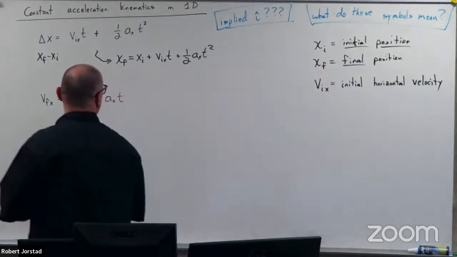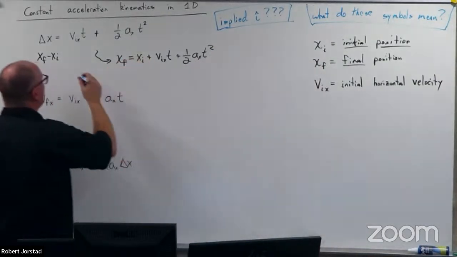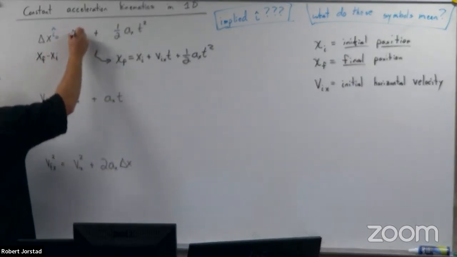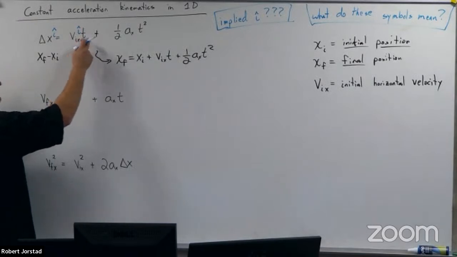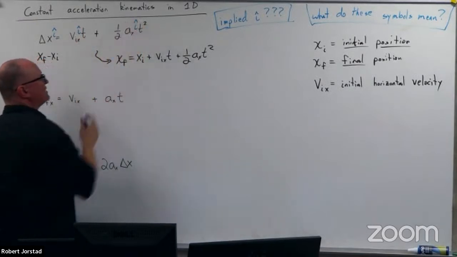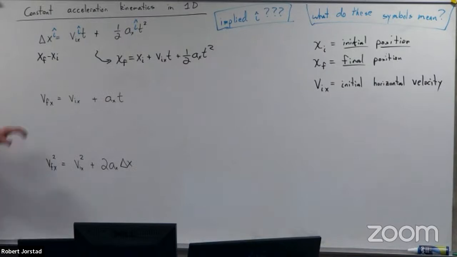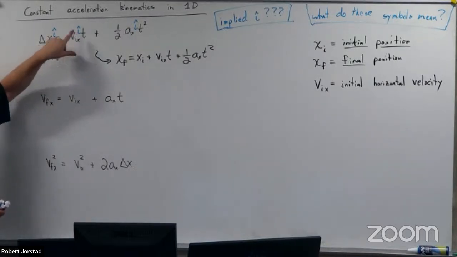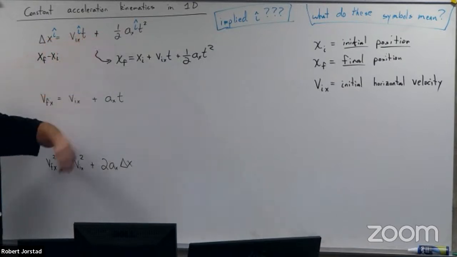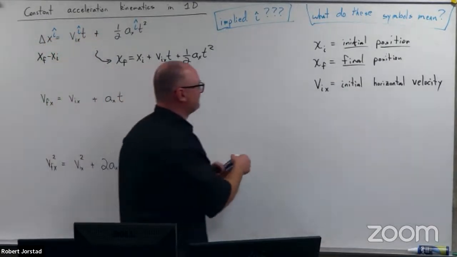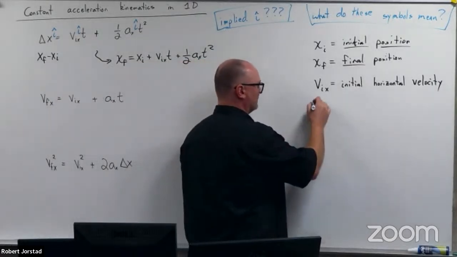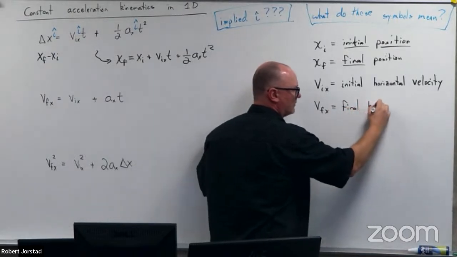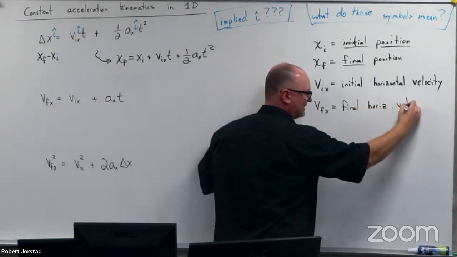Here's the issue. There's this mystery implied i hat on all of these things. So I'm going to put it in here for just a second. Time is not a vector. It doesn't need it. But what this equation really is saying is, look, delta x in the i hat equals the initial velocity in the i hat, et cetera, a sub x. Well, let me put all of these here. Final horizontal velocity.